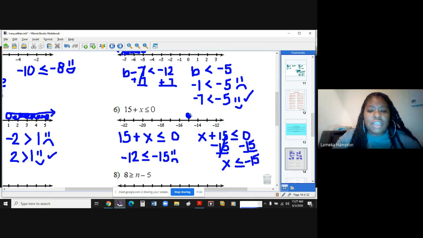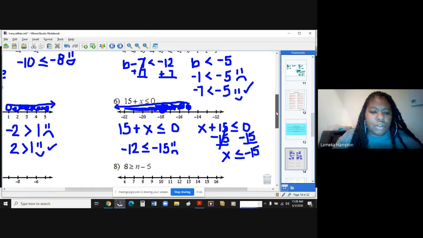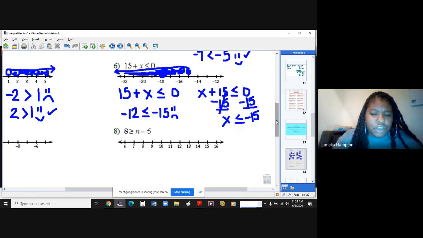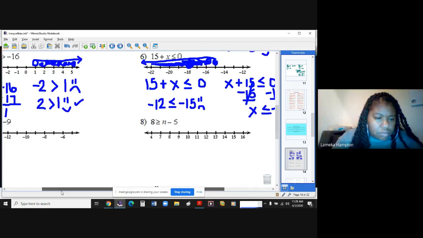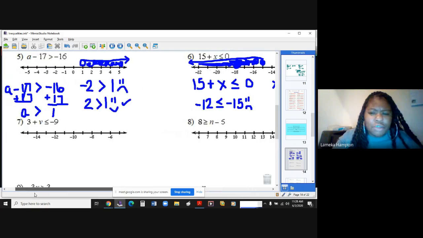So that means any number to the left of negative 15 would suffice. All right, there we go. We rocking and rolling, y'all. We getting ready to get to the fun stuff next. And we're making good time too.